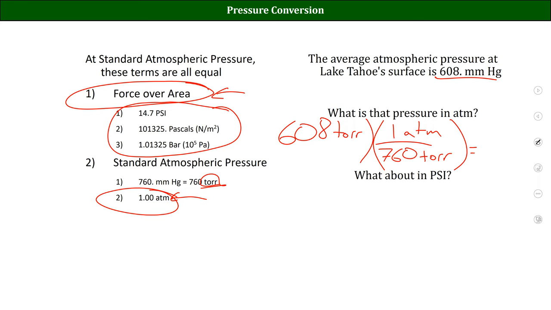So that is, pick the unit that you start with that you're going to cancel out, pick the unit that you want to end up in. Like I said, no multi-step conversions needed for pressures. I think this one actually might come out to be exactly 80%. We would get 0.800.